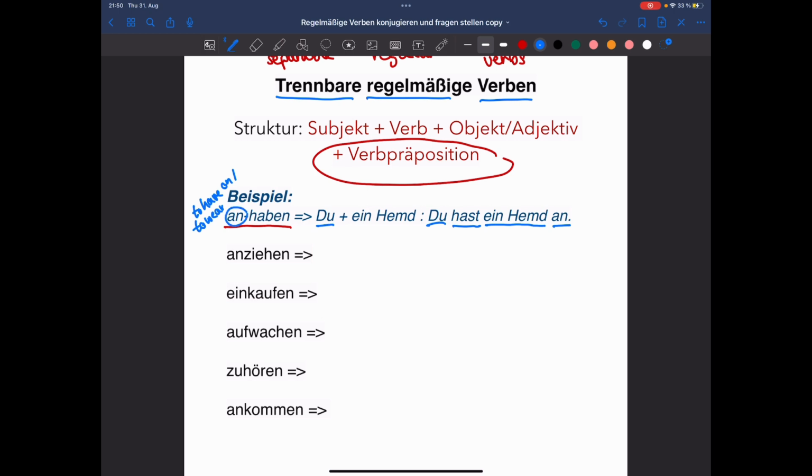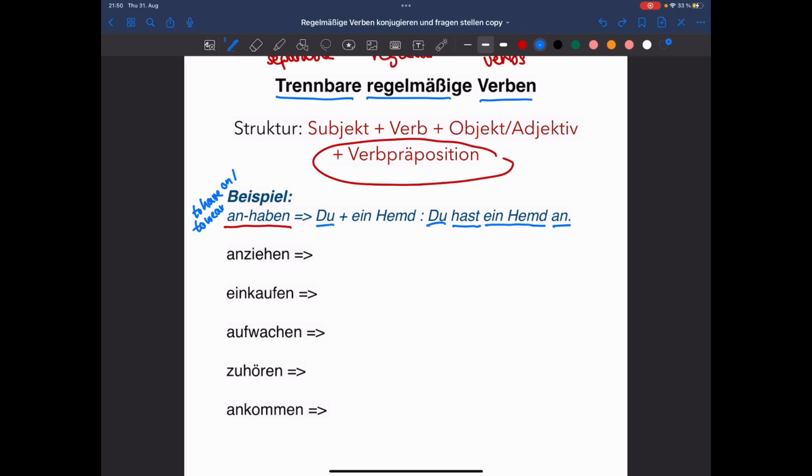We have to put this preposition at the very, very end of the sentence. And that is always the case. The verb preposition always comes at the end of the sentence, no matter how long the sentence is. But we're going to make simple sentences now. So du is the subject, and ein Hemd is the object. And that's how we make the sentence. Du hast ein Hemd an. You're wearing a shirt, or you have a shirt on.